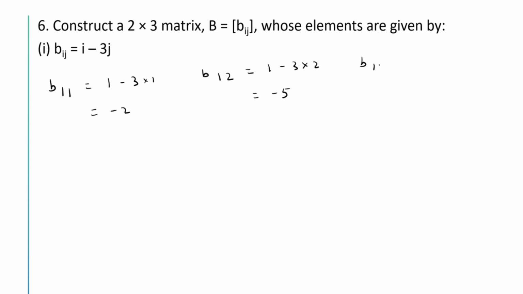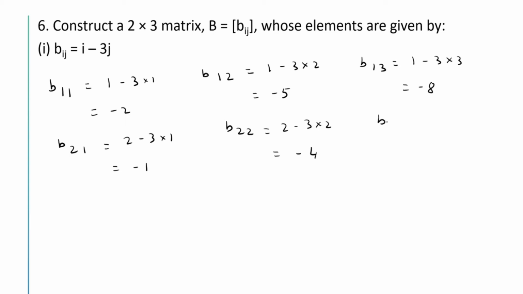Then the element in the first row, third column. Here i is 1 and j is 3. So 1 minus 9 is minus 8. Then the element in the second row, first column, B21. Here i is 2, j is 1. So 2 minus 3 is minus 1. Then we have the element in the second row, second column, B22. So it is 2 minus 3 into 2. So 2 minus 6 is minus 4.